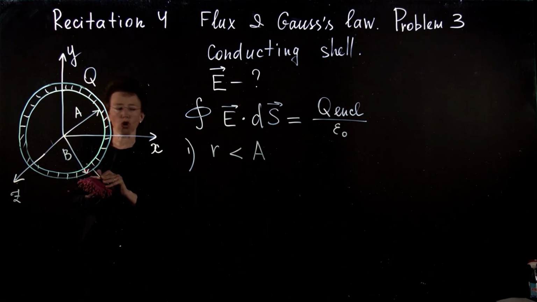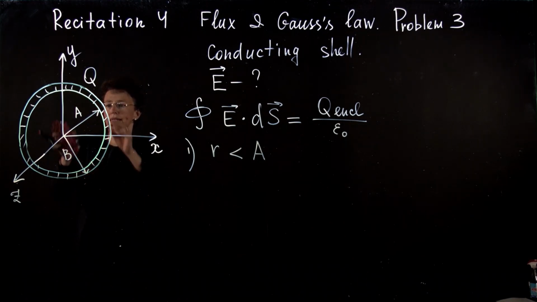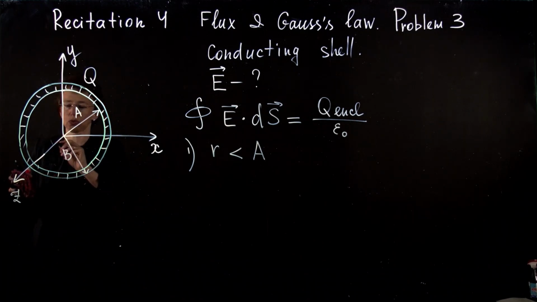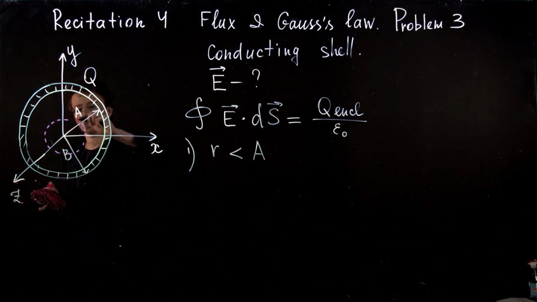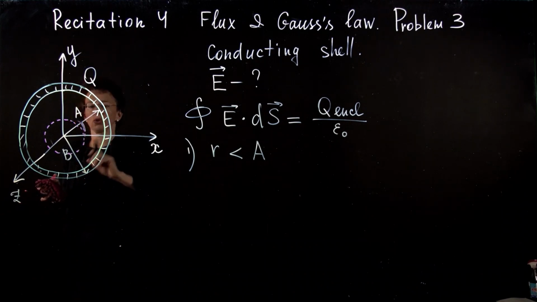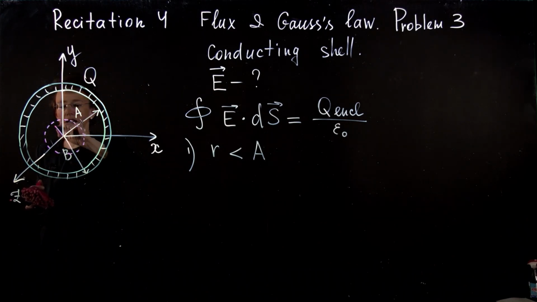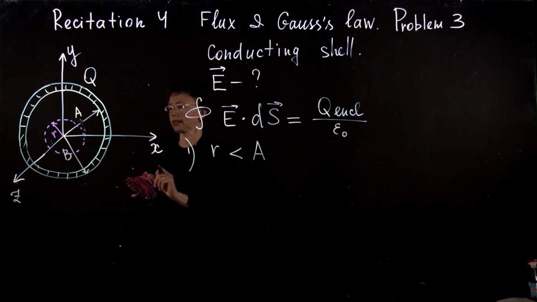We need to draw a Gaussian surface. And since we have spherical symmetry, our Gaussian surface will be a sphere. This is an imaginary sphere, the Gaussian surface, and the radius of this sphere is an arbitrary r. This r is less than A.